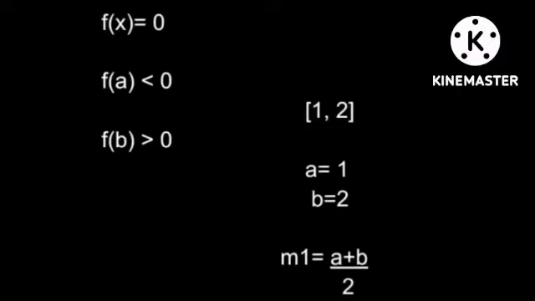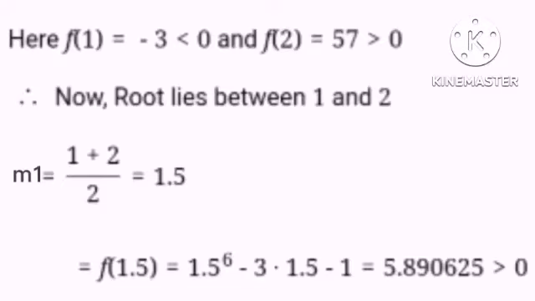For our first approximation to the 0 with the interval 1 and 2, we will use the bisection formula, m sub 1 equals a plus b over 2. Since we already indicated our a and b, let's substitute everything. So m sub 1 equals 1 plus 2 over 2, which equals 1.5.